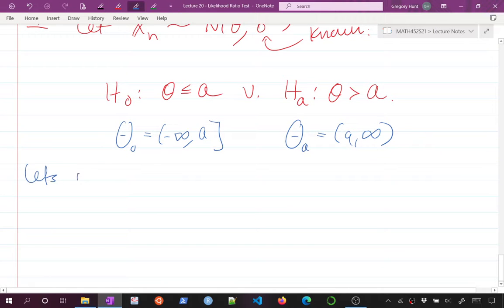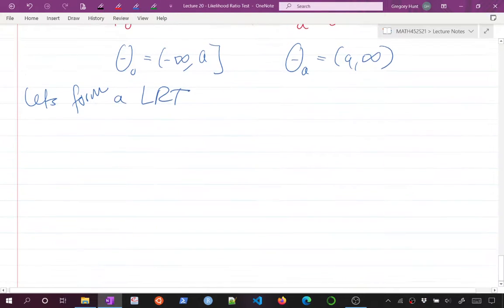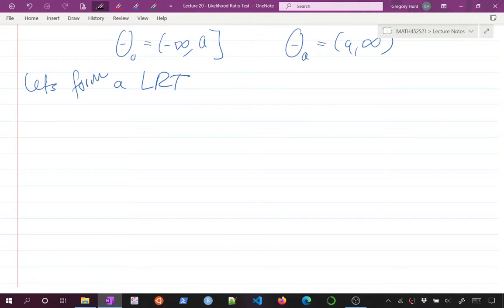And let's do a likelihood ratio test, maybe form an LRT. So let's see, what test does the LRT tell us here? We all know a one sample mean test from an intro stats course. What would the LRT tell us to do? Okay, so let's write it down.